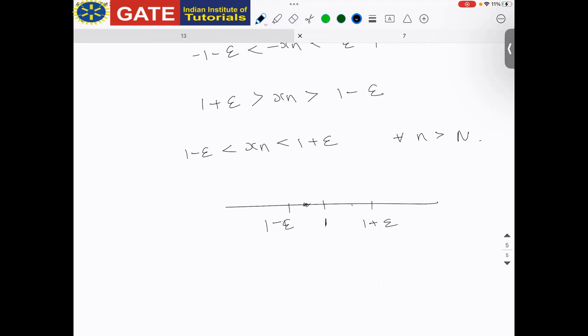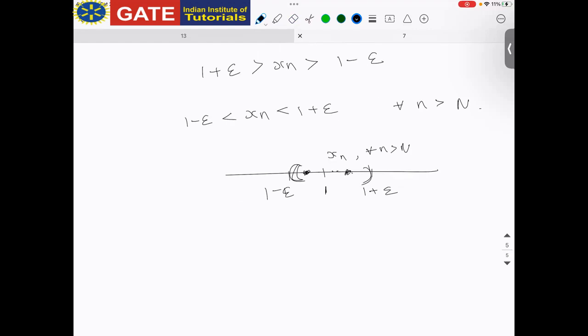and your sequence xn for all n greater than equal to capital N will be inside this neighborhood here. And your epsilon was arbitrary. So that means your sequence converges to 1. Epsilon is a small quantity over here, right? So limit n tends to infinity of xn is equal to 1. So it converges to 1.